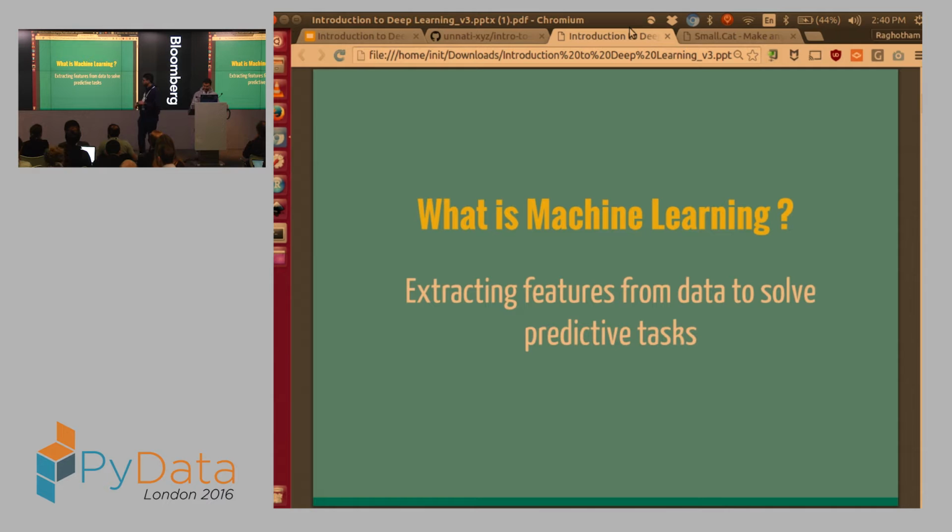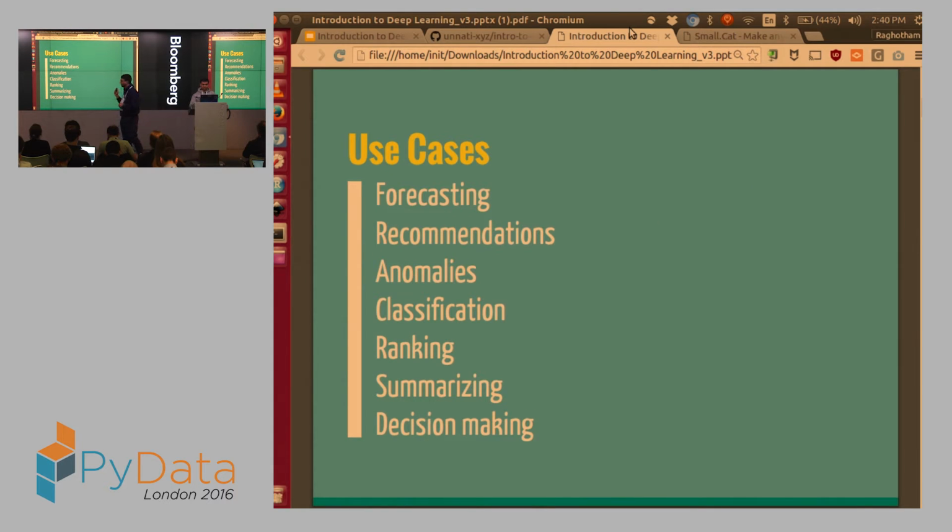Machine learning is extracting features from data to solve predictive tasks. What are the use cases? All of us have used Amazon, all of us use credit cards, and machine learning is widely being used to build recommendation systems. It's being used for forecasting, and it's trying to capture anomalies. Today we're not here to talk about machine learning, so this is what it does.